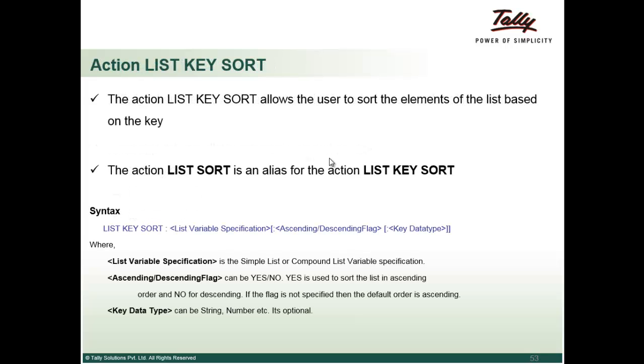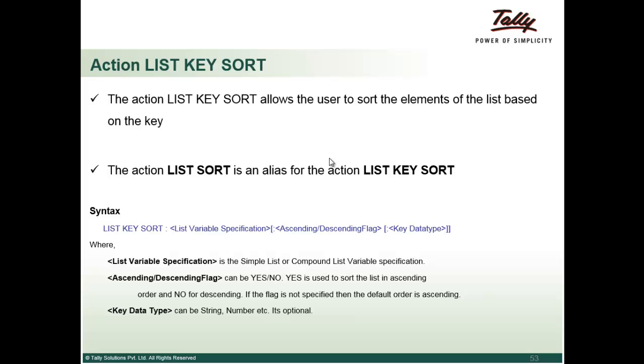So the first one is list key sort. What does it do? The action list key sort allows the user to sort the elements of the list based on the key. We know that we can add elements based on the key, and we can also retrieve elements based on a key. All these elements can be sorted with the help of this action.